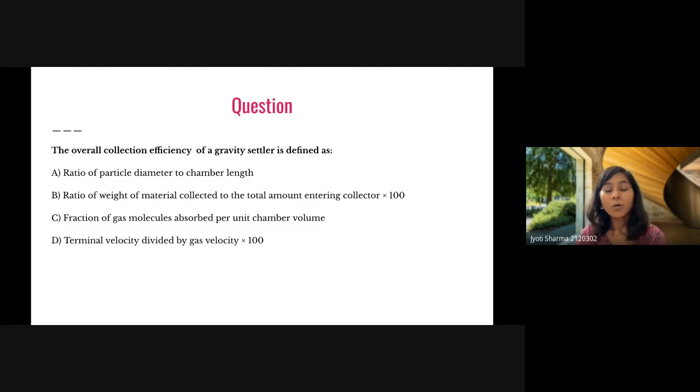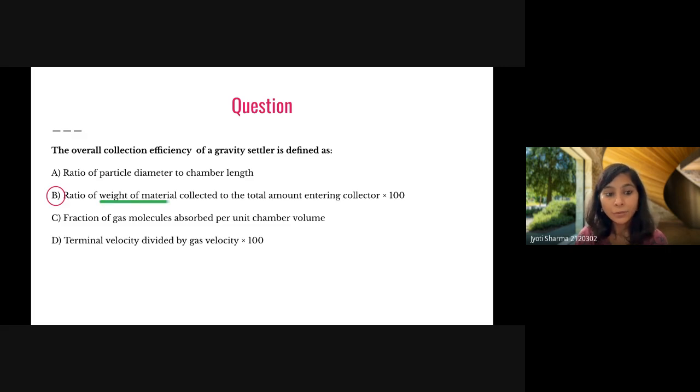If you want to calculate the overall collection efficiency, then what would it be? Any guess? Not D. You can change your option. If we are talking about the collection efficiency, it means how much particulate matter came in and how much has been deposited. The fraction or the ratio of this will give you the collection efficiency. So the answer will be B.